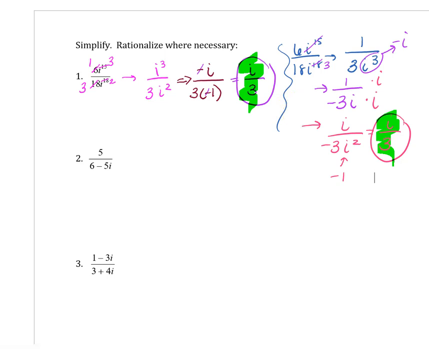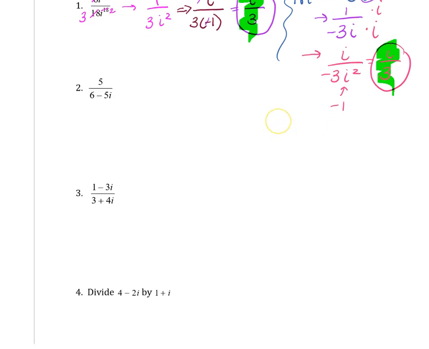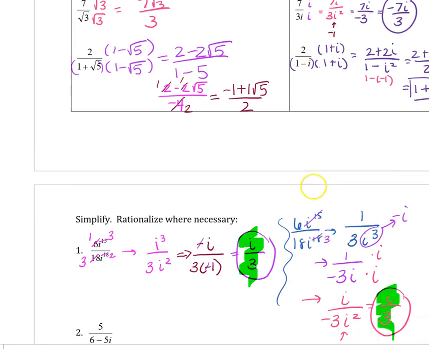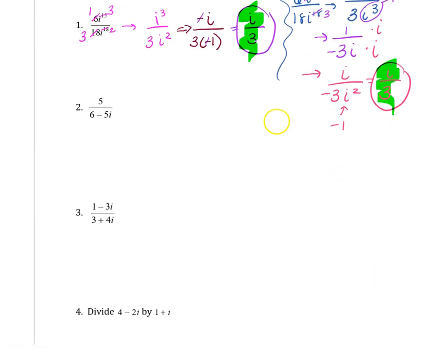Okay, so when I look at number 2, this is like our example from up here. I have to multiply by the conjugate. So the conjugate in this example is going to be 6 plus 5i. So I'm going to FOIL my denominator, or really it's going to be my first and my last because my middle, inner and outer terms will cancel, and I'm going to distribute my 5.